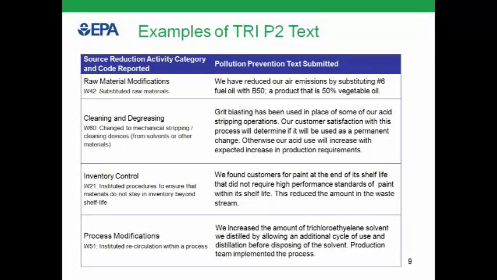But then you see on the right, in these cases, facilities provide a lot more of the useful detail about who, what, when, where, and why, how they made the change. So, knowing that raw material substitution was made, it's nice, but if you know specifically they switched from fuel oil with B50 to a product that is 50% vegetable oil, then you know exactly what they did and what the results were, reducing the air emissions. So one of our focuses as part of our P2 work has been to encourage more facilities to complete this field by doing more on our end to showcase these good news stories, P2 achievements that they're reporting.